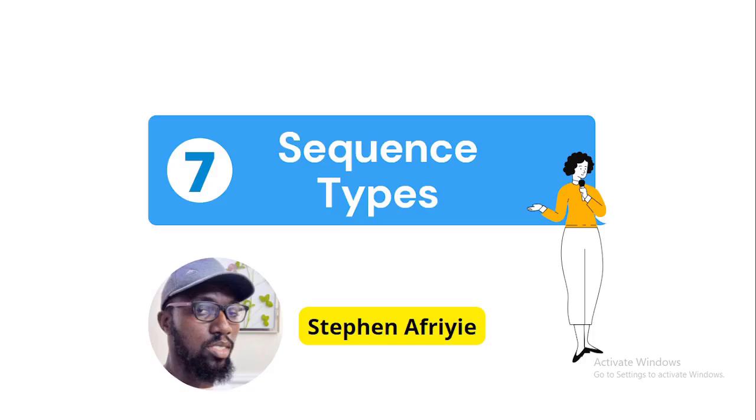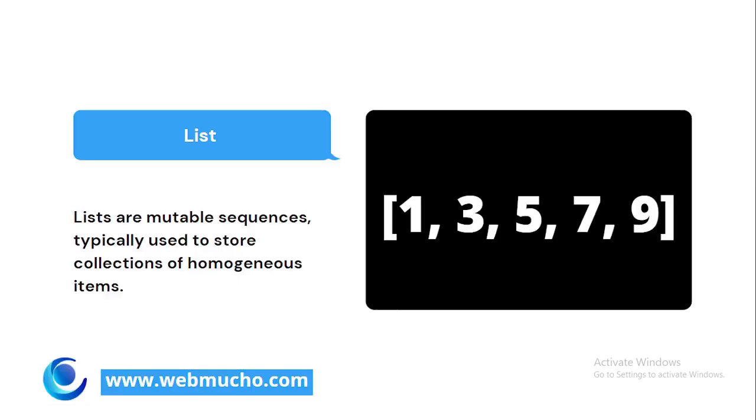Now, in the last video, we took a look at working with text data. In this tutorial, we are going to take a look at another type of data type in Python, which is sequence data types or sequence types. Now, what are sequence types in Python?